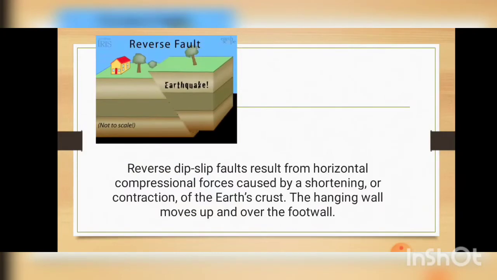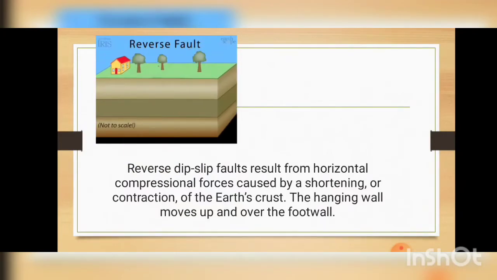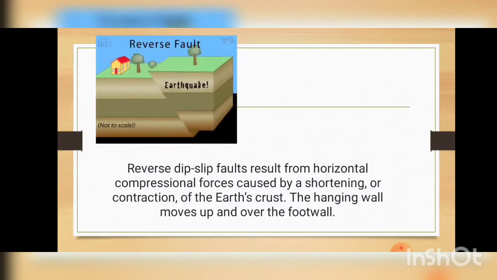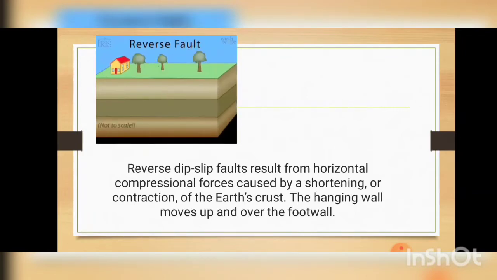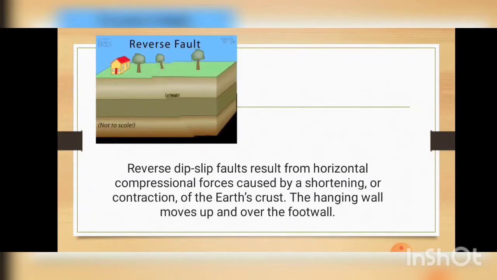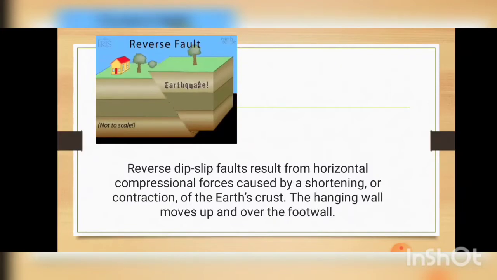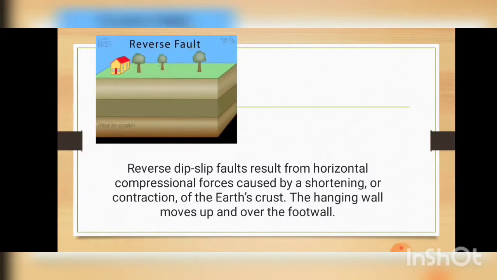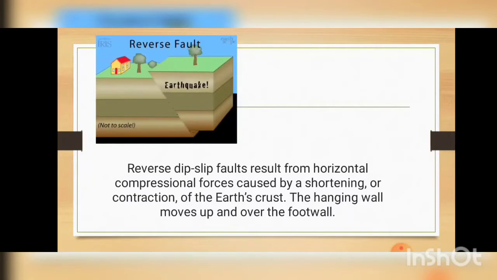Second, reverse faults. Reverse dip slip faults result from horizontal compressional forces caused by shortening or contraction of the earth's crust. The hanging wall moves up and over the footwall.